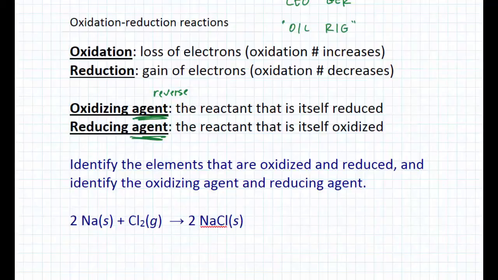To figure out what's being oxidized and reduced here, let's write oxidation numbers.